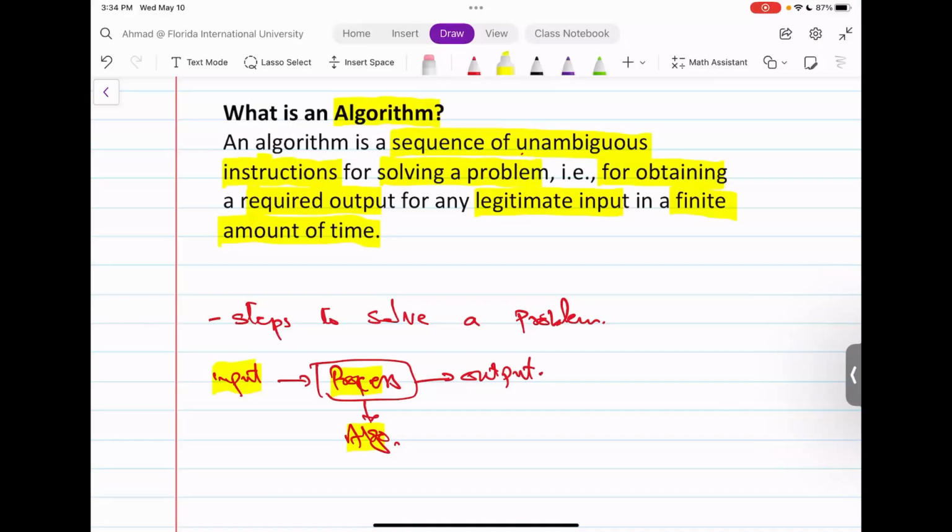So once again, what is an algorithm? Let me reiterate it, because this is very important. An algorithm is a sequence of unambiguous instructions to solve a problem, for obtaining a required output for any legitimate input within a finite amount of time. So this is called an algorithm. This is the precise definition of the algorithm.